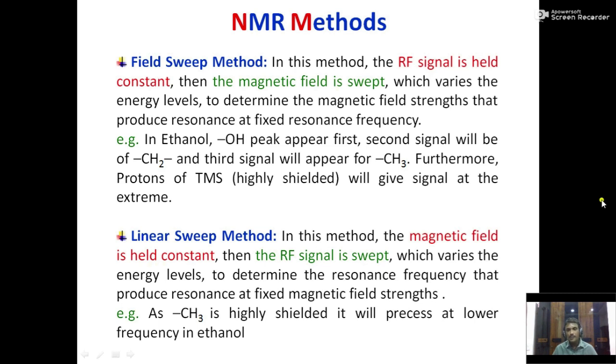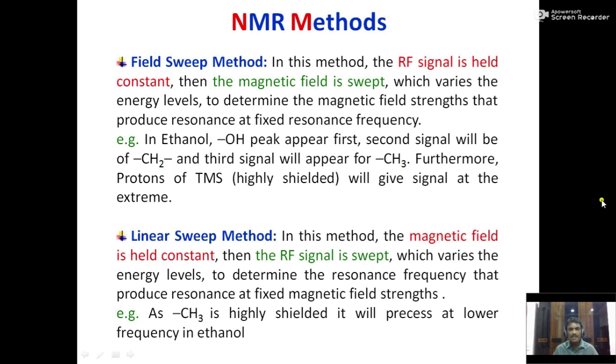The magnetic field due to the electrons of these CH3 protons will oppose the applied magnetic field. So we have to apply the high magnetic field as compared to OH. So first the OH peak will appear, then CH2 peak, then CH3 peak, and at the last the signal for TMS, tetramethylsilane, will appear as the protons of TMS are highly shielded. There are 12 equivalent protons, and it will give the signal at the extreme position.